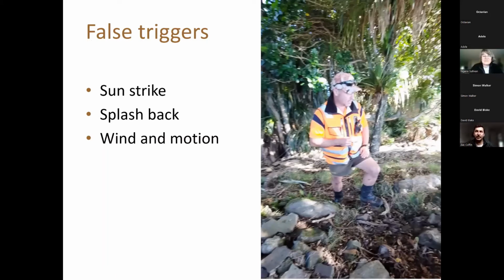False triggers are when the camera captures images of anything other than your desired target. While some are unavoidable, it is in your best interest to be aware of things like sunstrike, the orientation of the camera into the rising or setting sun, and splashback, placing the camera too low to the ground, causing mud debris to flick up onto the lens during heavy rainfall events.